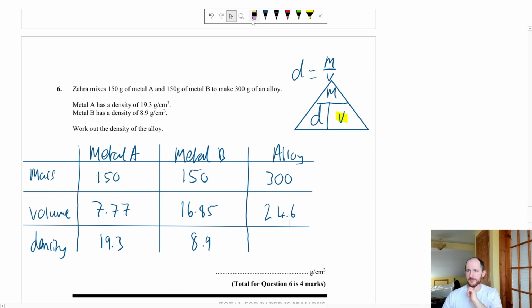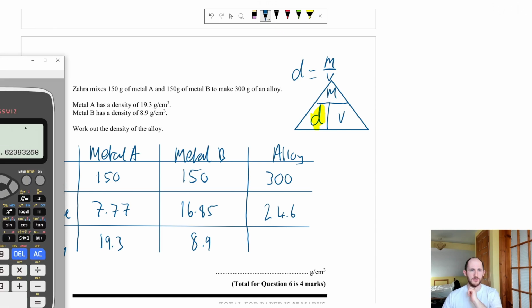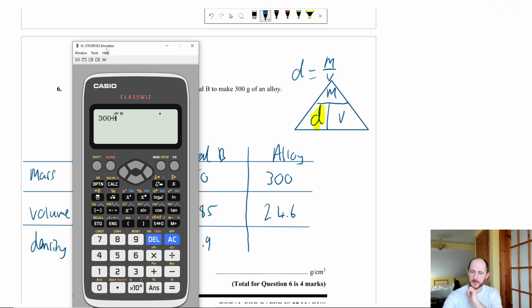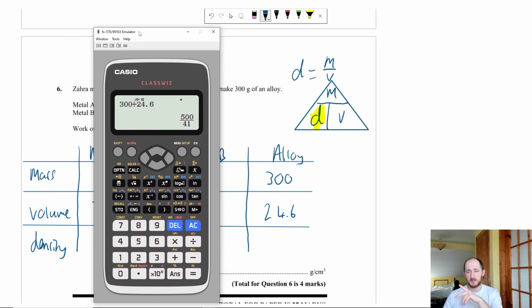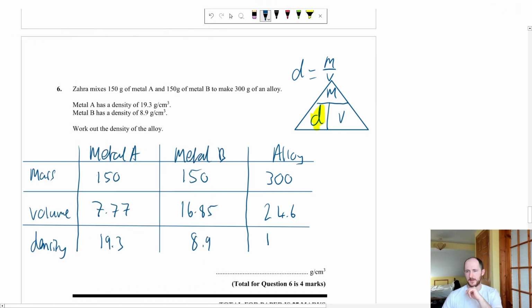Okay, now we can stop covering up the V and instead cover up D because we want the density. And what is that? That is mass over volume. So it's 300 divided by 24.6. And did it say to give our answer to a certain number of significant figures? No, there's no significant figures. So 12.2 I'm going to call that. And that's it for 4 marks.